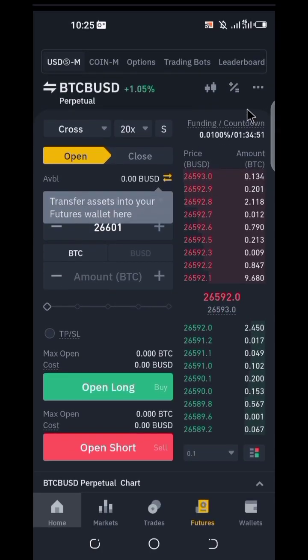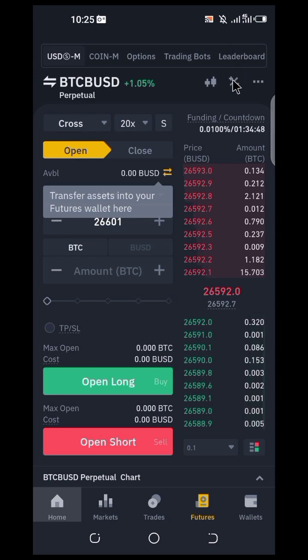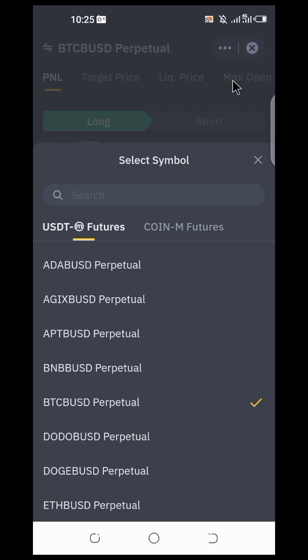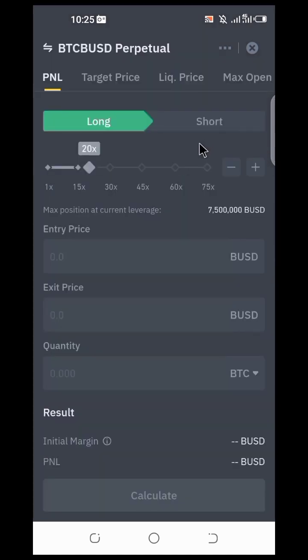So the next icon we have here is the Binance Futures Trading Calculator. So this calculator allows you to make calculations of what it will cost you or what it will profit you to open a particular position. And if you want to know where your liquidation price will be, this is what you are going to use. Okay, so once you are here, you can actually calculate your profit and loss, your target price, the liquidation price, and then your max open.